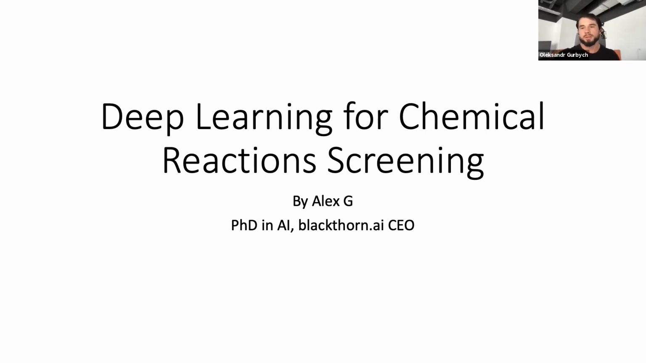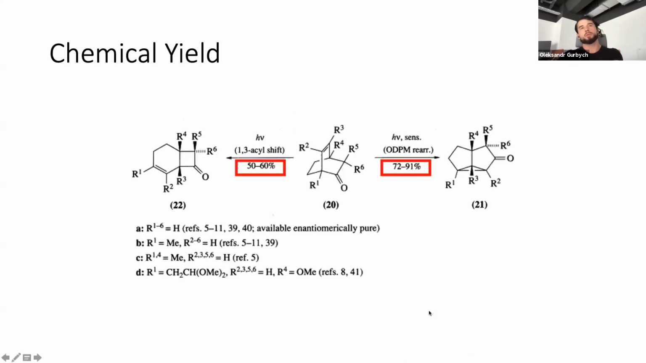Today, I'm going to talk about one of the applications of AI in a little bit unusual field. It's the intersection of chemistry and math and AI. Somebody calls it cheminformatics. And it's about deep learning for chemical reaction screening, as you see from the first slide. And particularly, it's applied to prediction of a chemical yield.